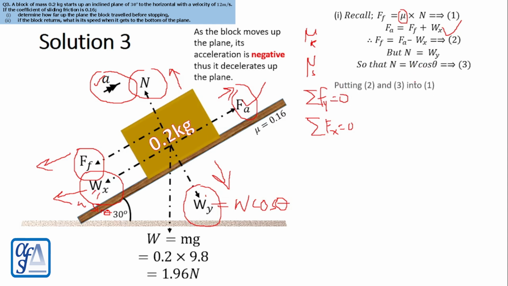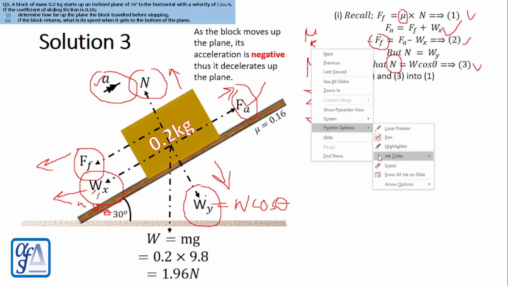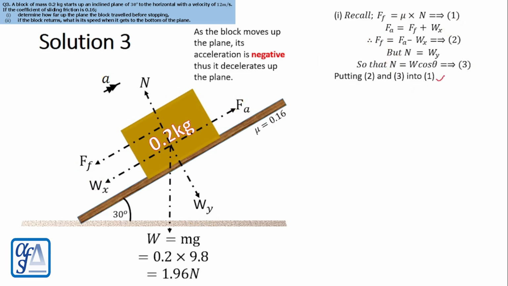All right, so the next thing is what? We have to put these two, putting 2 and 3 into 1, because we have gotten our N here, and we have gotten our F sub F here. Let's clean up the page to make it look better. So by putting 3 into 1, and also 2 into 1, what do we have? We have this, because F sub F is this, and N is W cos theta.